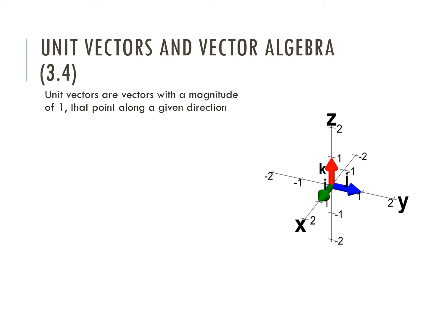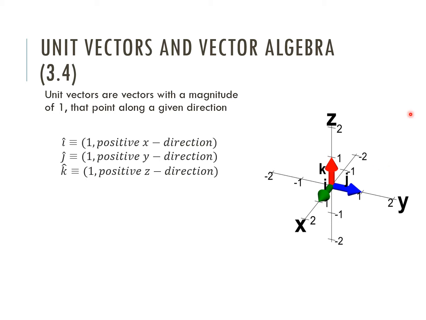So this here is a schematic of the unit vectors. Here we have our x direction. A value of 1 points along the unit vector i. In the y direction we have j, and in the z direction we have k. So this is what it looks like.